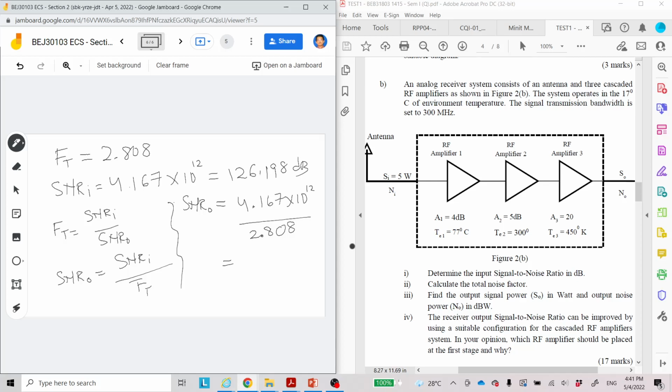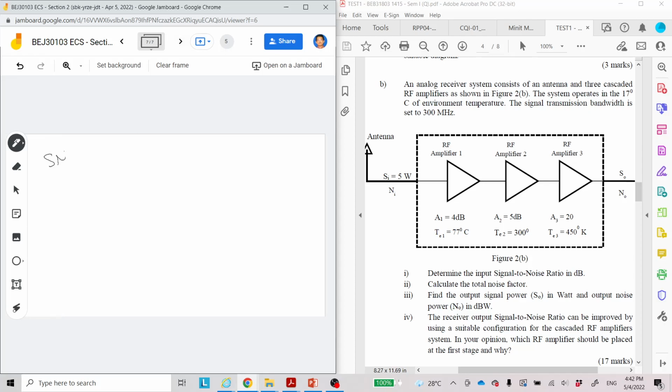Okay, so you get this one. You can try. 4.167 exponent 12 divided by 2.808, so I get 1.484. Okay, this is SNRO.